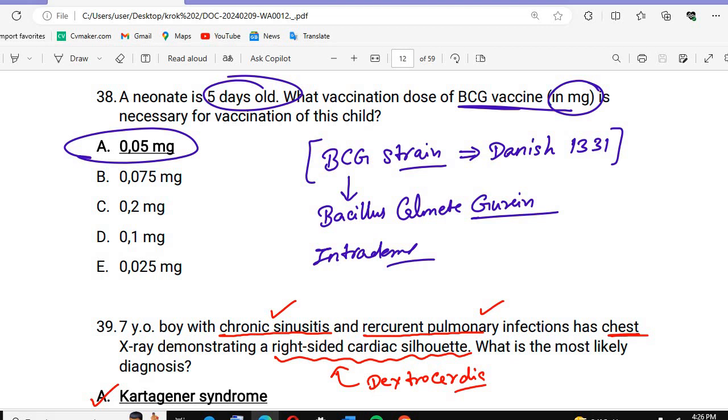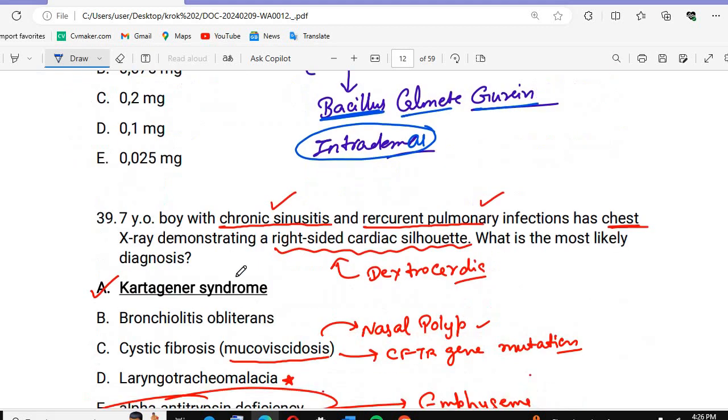Yesterday we discussed the BCG strain. Whenever you see there is a BCG strain, always remember there is Denmark 1331, and the full form of the BCG strain is Bacillus Calmette-Guérin. How will we take it? We will take it intradermally. Then remember the dose of vaccination is 0.05 mg. That is the dose necessary for vaccination of this child.